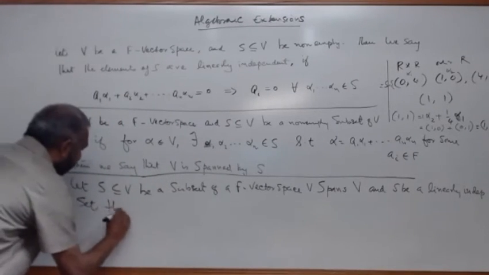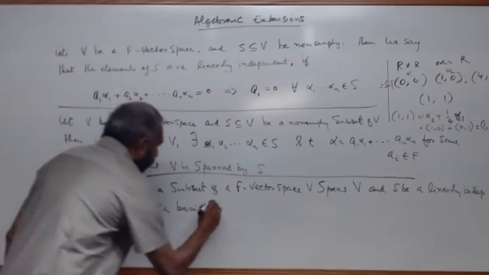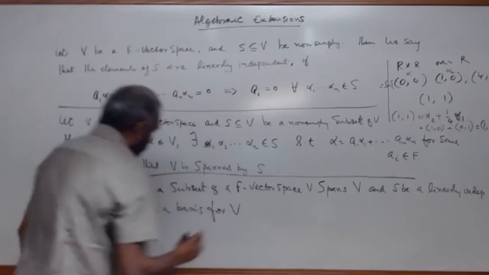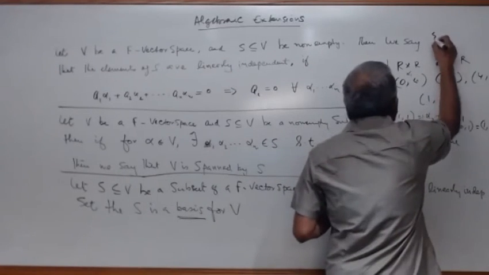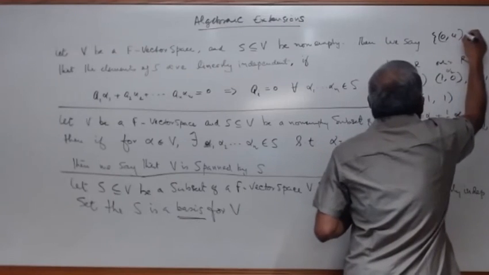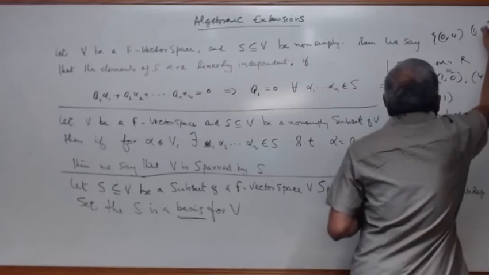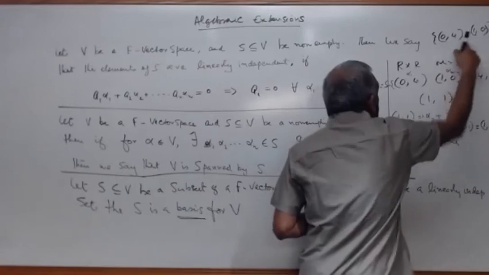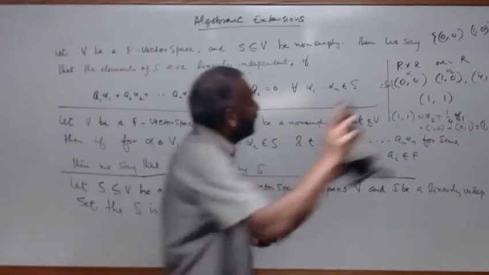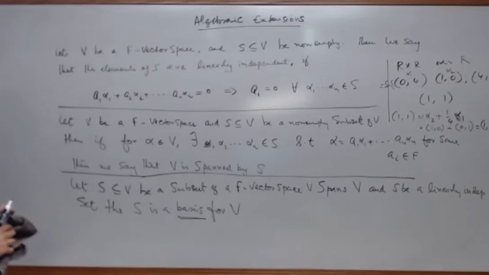Then S is a basis for V. For example, here (0, 4) and (1, 0), I will explain that in a different way. Okay, so that is it.